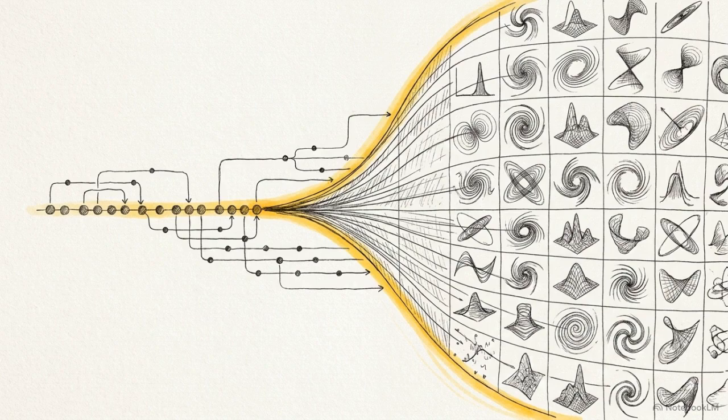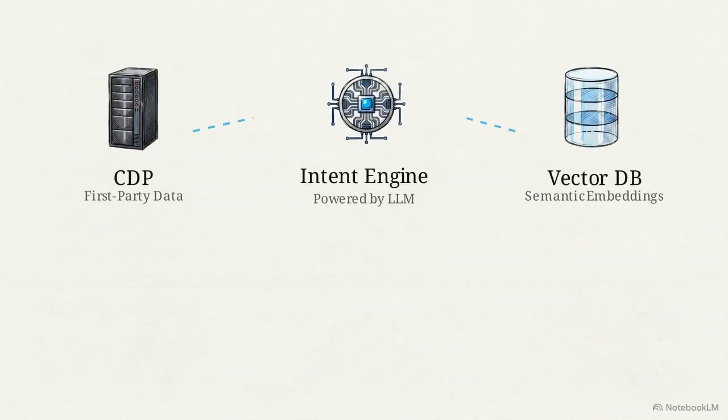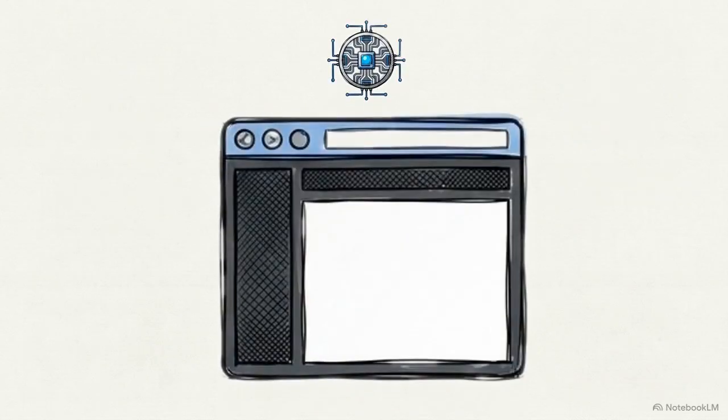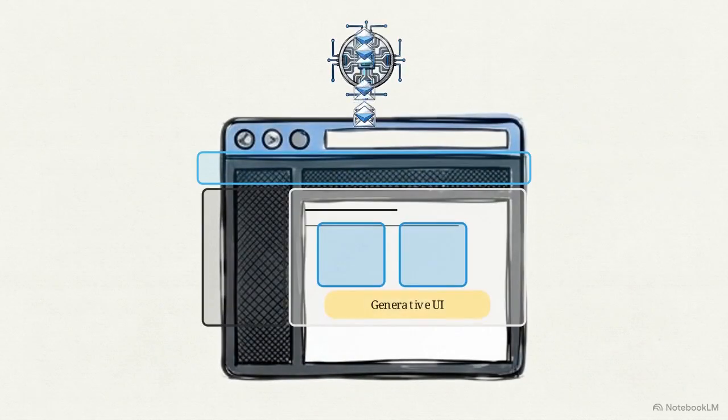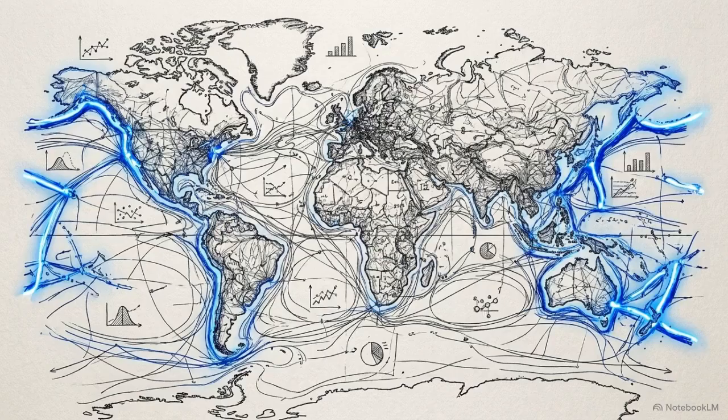The intent engine feeds the synchronized data from the CDP and VectorDB directly into a large language model. The LLM triggers generative UI, a framework that assembles interface components on demand. This generation happens at the network edge to eliminate latency, reacting to the user in milliseconds.